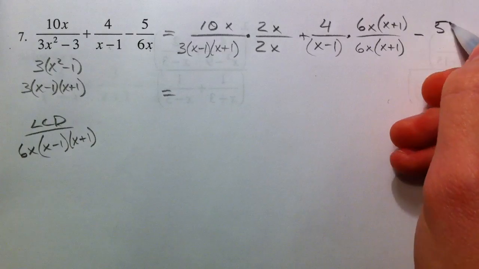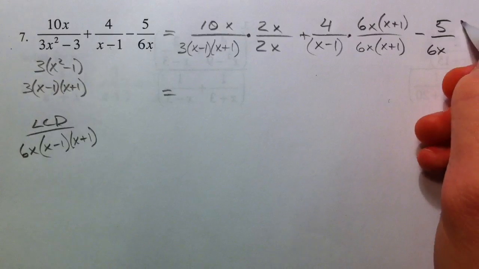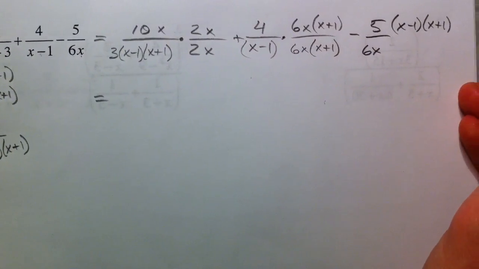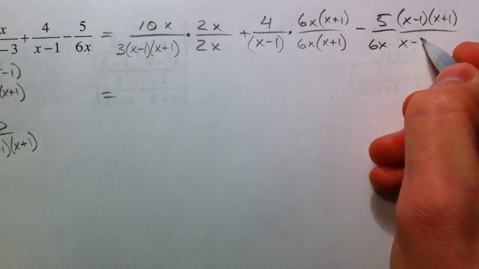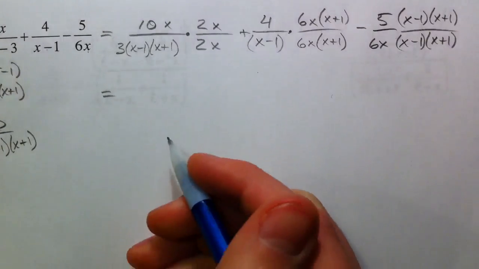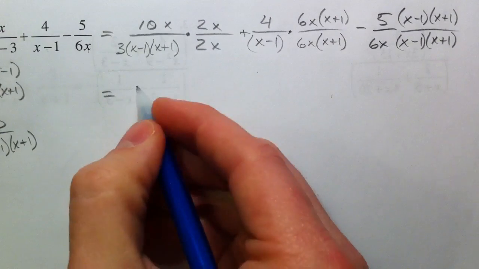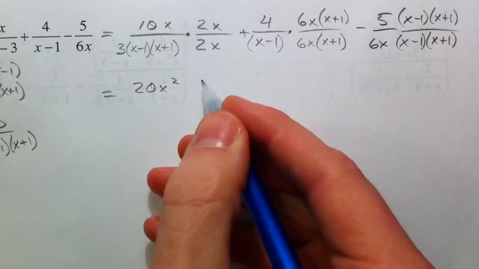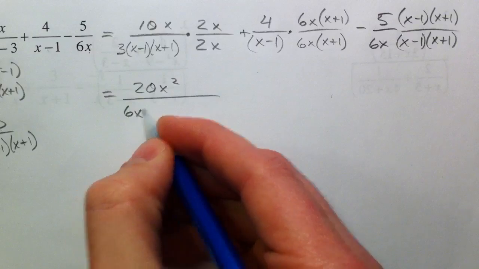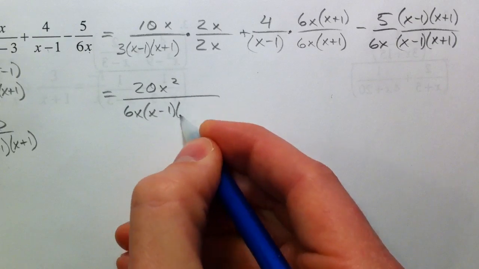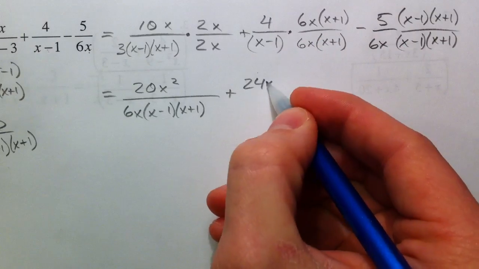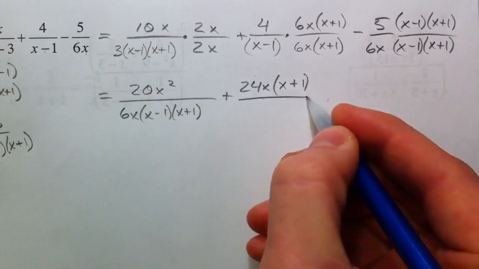And now subtracting 5 over 6x, already has the 6x, we need the x minus 1, x plus 1. X minus 1, x plus 1. Alright, so now 10x and 2x makes 20x squared. We get 6x, 3 times 2 is 6, x minus 1, x plus 1. 4 times 6x is 24x, and then we'll take care of distributing that in the next round.